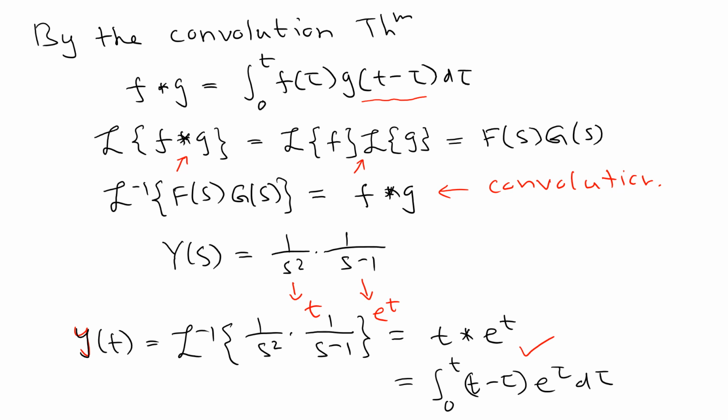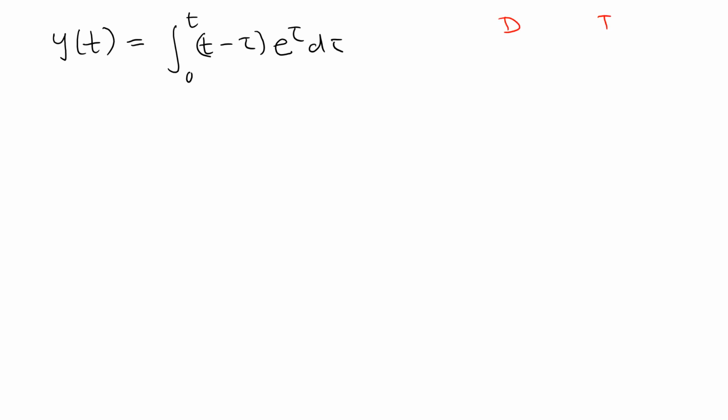So y(t) equals the integral from 0 to t of (t minus tau) e to the tau d tau. For these convolutions we normally use a shortcut. The shortcut is the DI method. If you are not familiar with the DI method, you can find the link in the description to learn it with some examples.